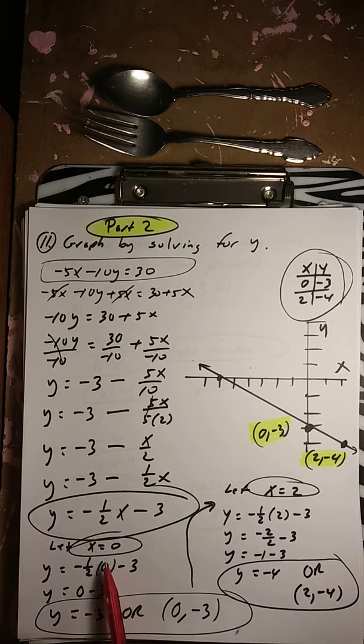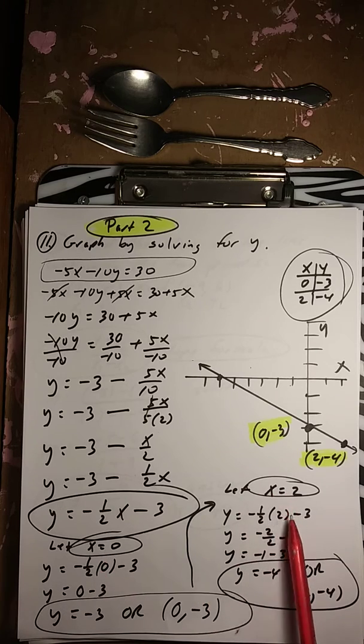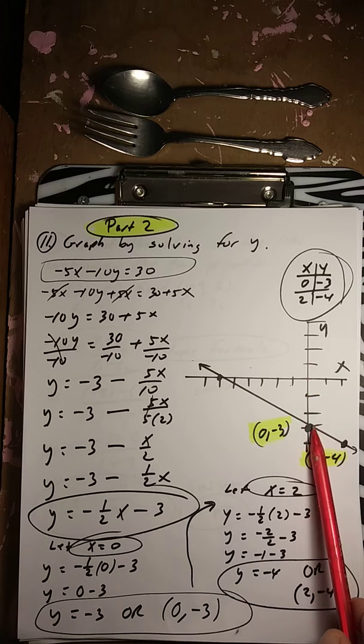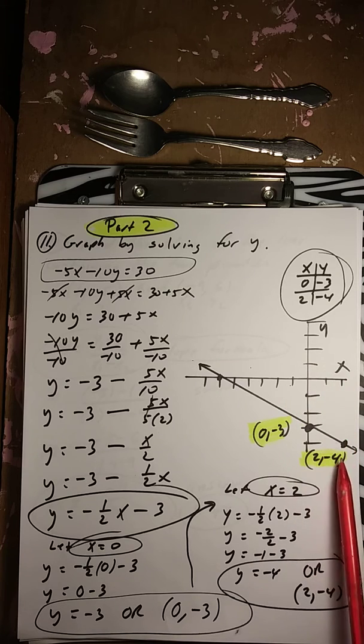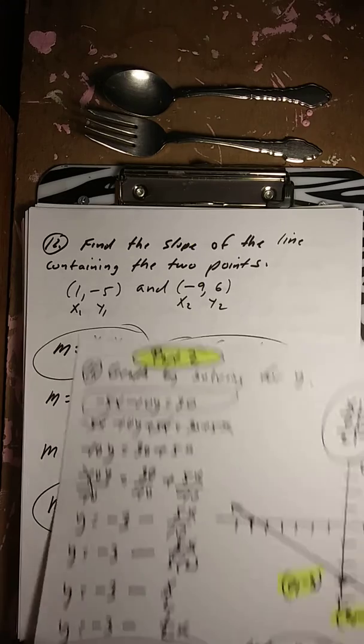Try x equals 0 in there. 0 times that. 0 minus 3, negative 3. 0 minus 3, one answer, 1 point. Now put 2 in there. That's going to be 2 over 2. Negative 2 over 2 is negative 1. Negative 1, negative 3 is negative 4. Or (2, negative 4). So you have (0, negative 3) and (2, negative 4). So another point. Connect the dots. Second way to do it, part 2.